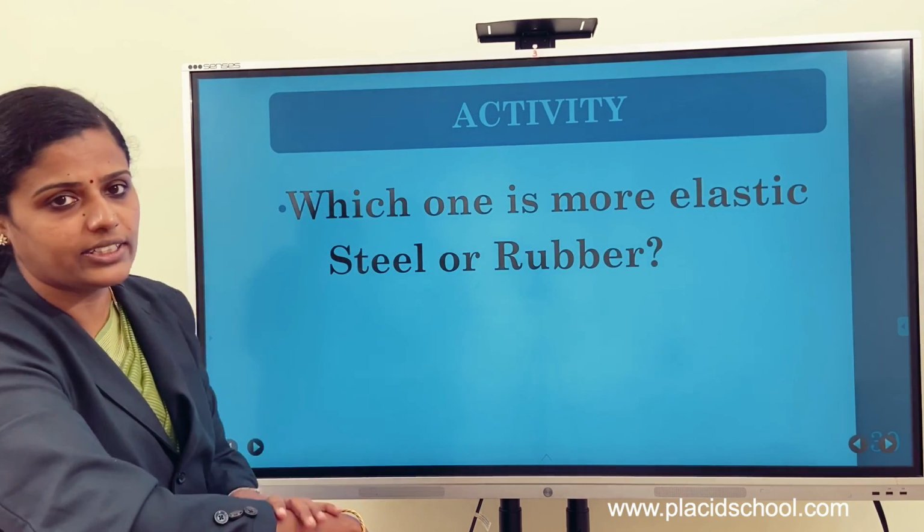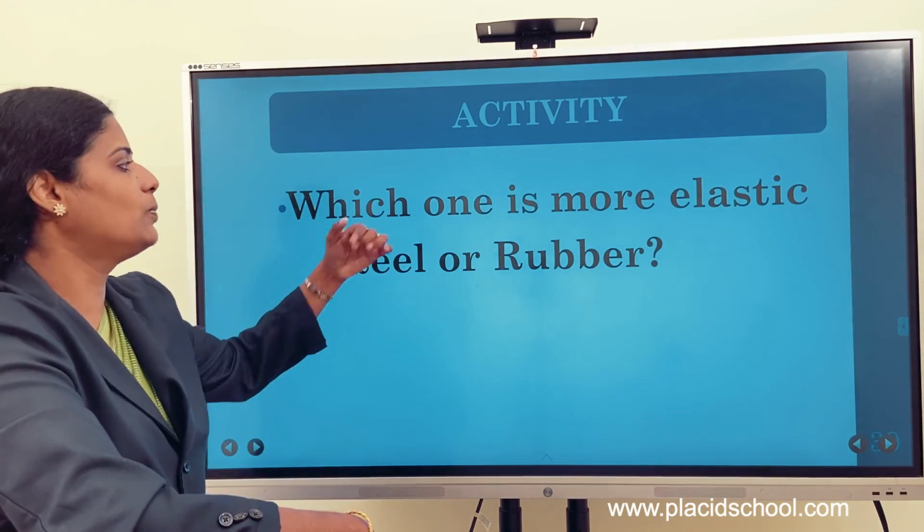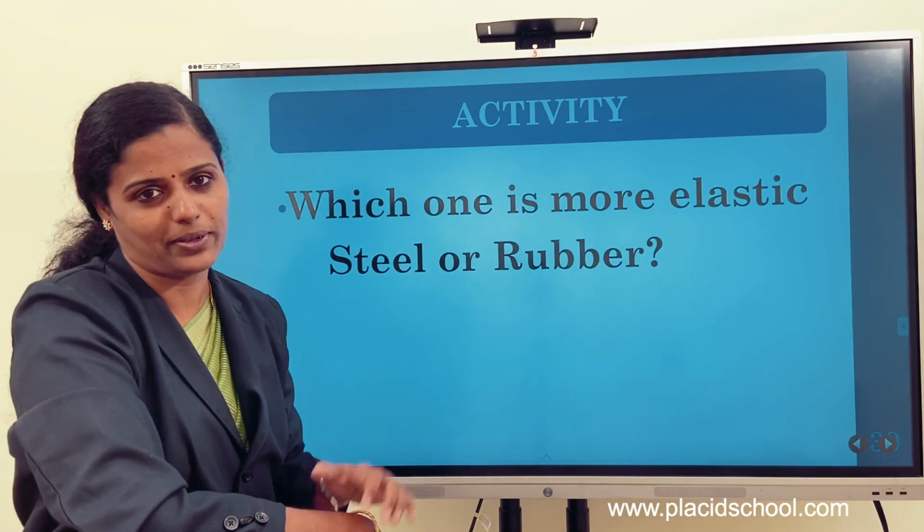And about an activity, find out which is more elastic, steel or rubber.